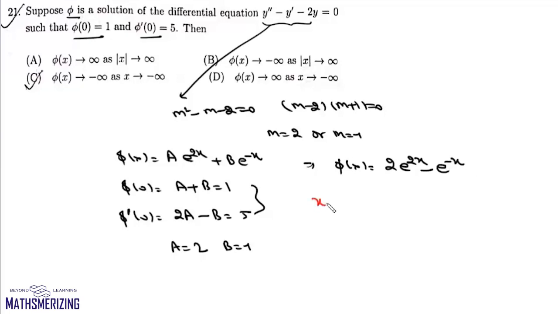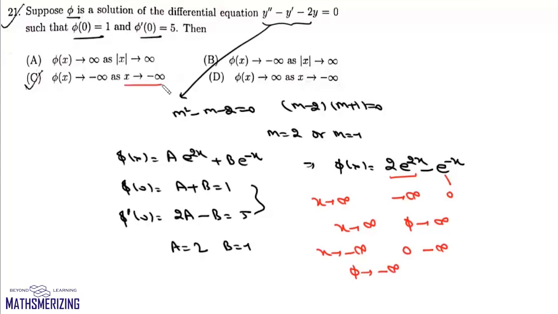Now if x tends to infinity, then in that case this expression will be plus infinity and the other expression here will be 0. So if x tends to plus infinity, then phi also tends to plus infinity. Now as x tends to minus infinity, in that case here it will be 0 and the minus term will tend to infinity. So the correct option is, as x tends to minus infinity, phi also tends to minus infinity, and that's your option C.